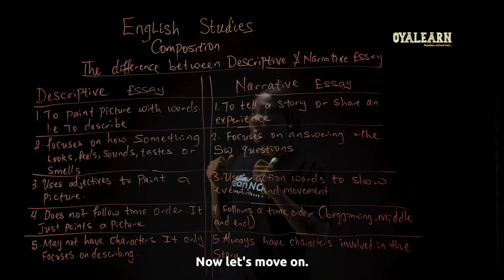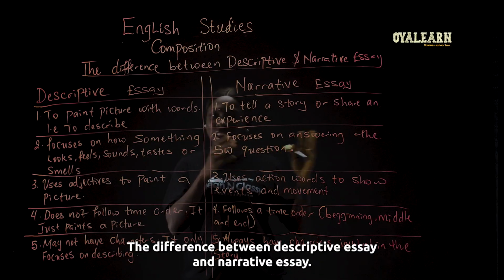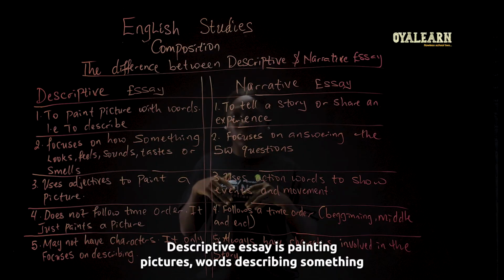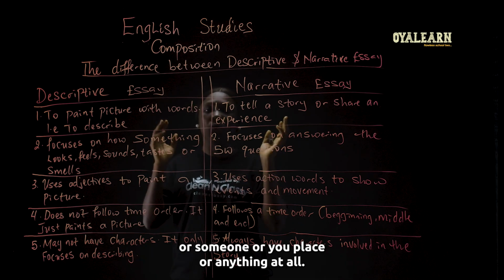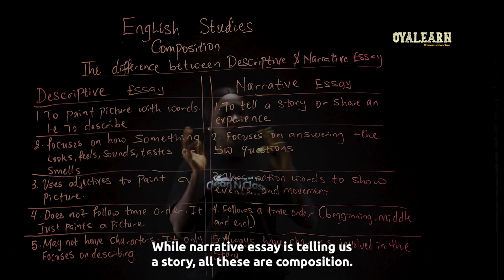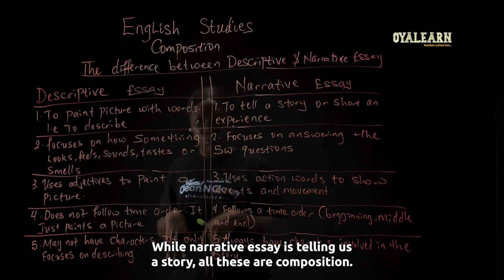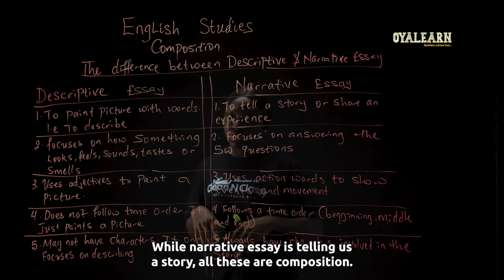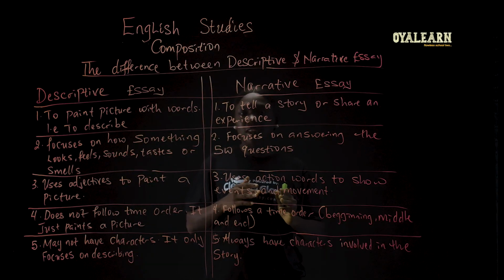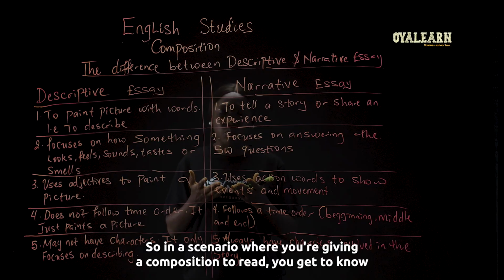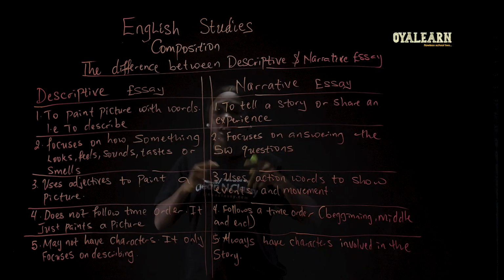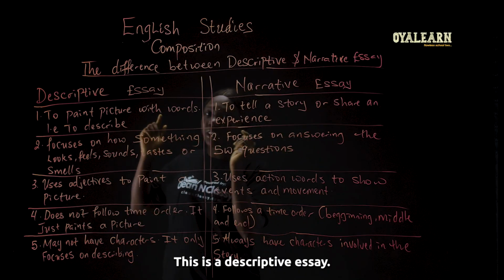Now let's move on to the difference between descriptive essay and narrative essay. What is descriptive essay? Descriptive essay is painting pictures with words, describing something or someone or a place or anything at all, while narrative essay is telling us a story. All these are composition. Now we want to know the difference between them. In a scenario where you're given a composition to read, you get to know that this is a narrative essay, this is a descriptive essay.